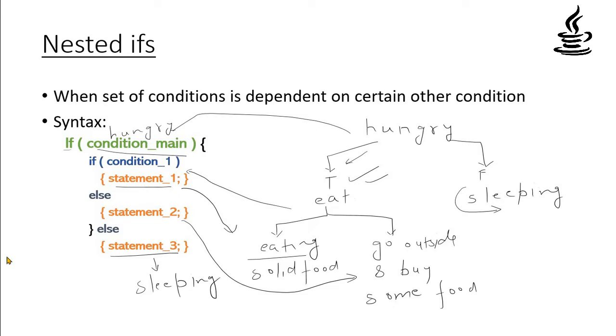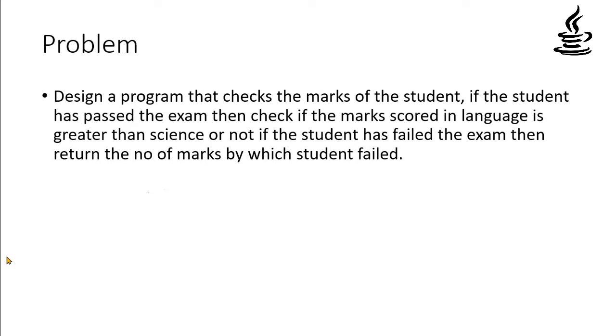To understand this in detail, let's look at a problem statement. Suppose we have to design a program that checks the marks of a student. If the student has passed the exam, then check if the marks scored in languages are greater than in science or not. And if the student has failed the exam, then return the number of marks by which the student has failed. So to implement this in Java, we first have to look at our approach.